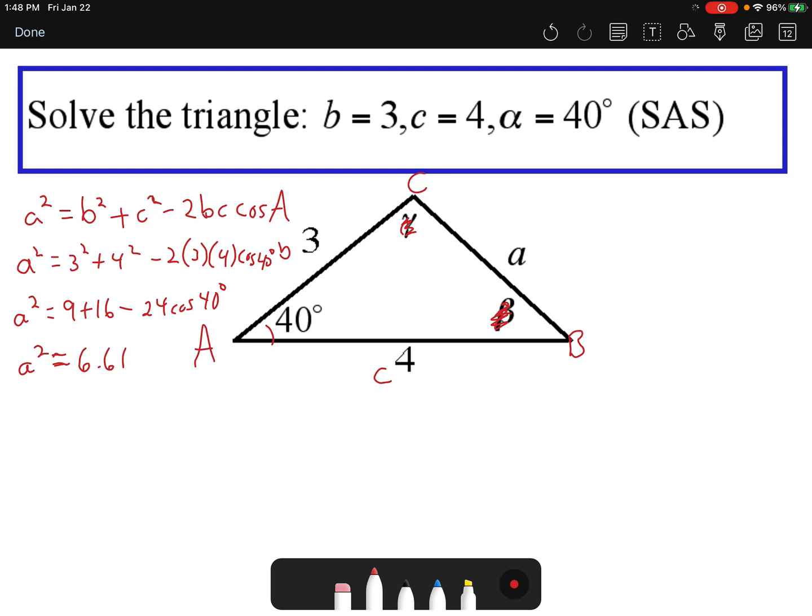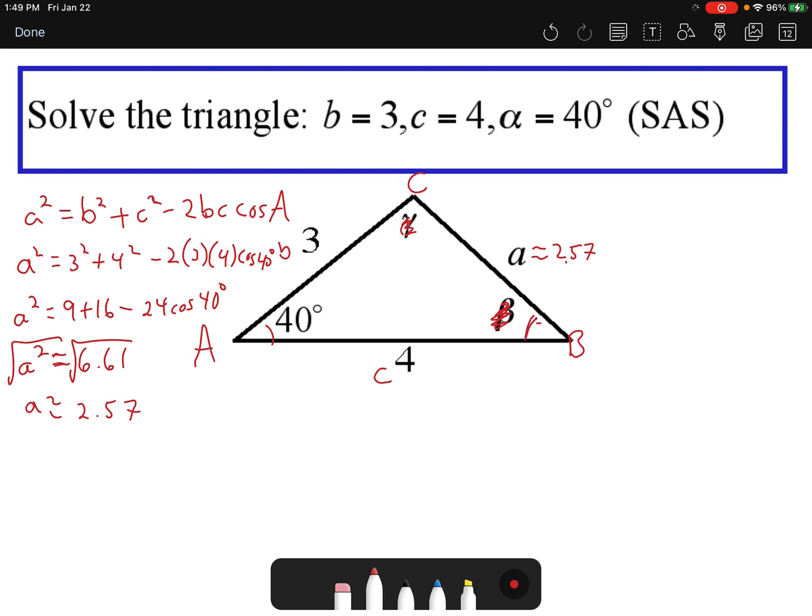Well, I'm not going to change it on my calculator because I want it as exact as I can get. So you have to take the square root of that answer, and we get about 2.57. So A is about 2.57. Now we've got to find the angles. We're going to use the same exact formula. But now we're going to have to find the angle, not the side.